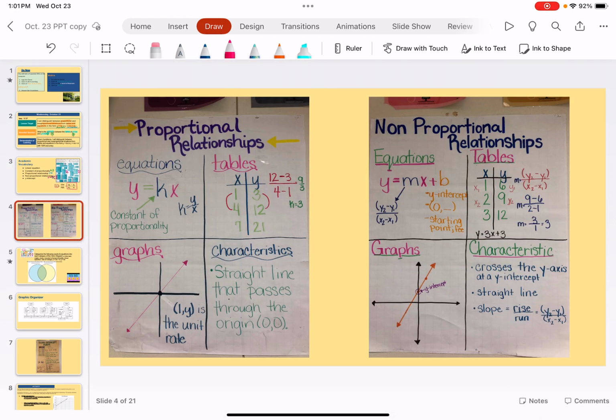So in the classroom, I have these two anchor charts, proportional relationships on the left, non-proportional relationships on the right, and you can see the different forms, right? Which we've all learned about and talked about, which is equations, tables, graphs.